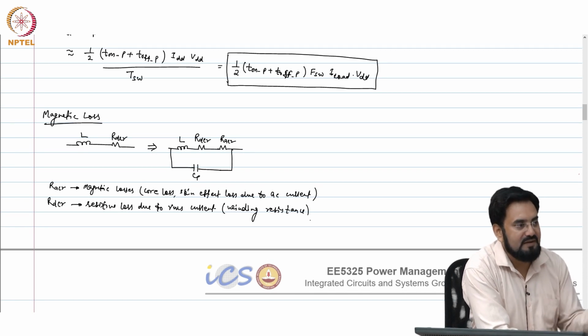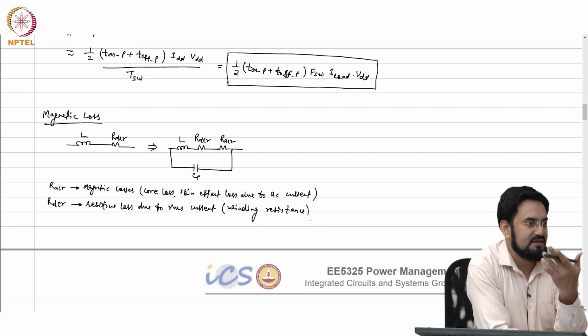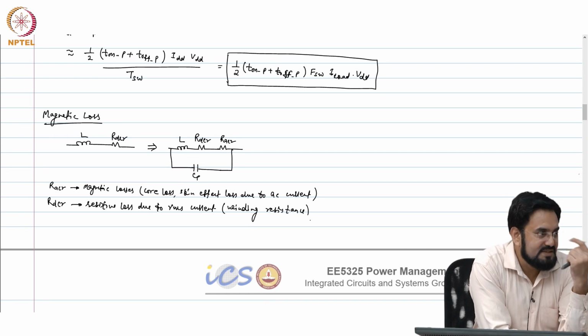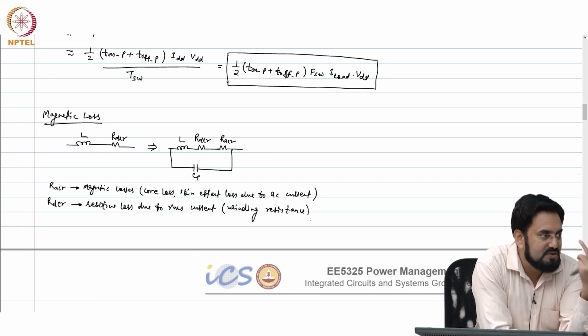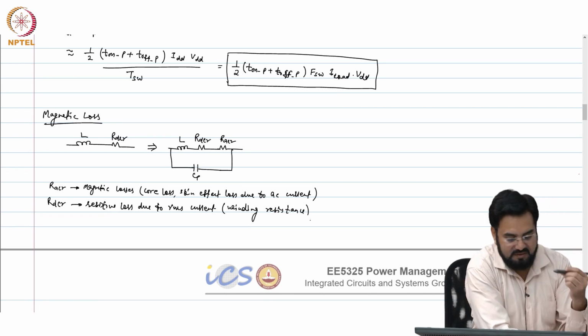You have to have an AC current flowing into that, and we know that inductor current is always AC. There is no pure DC current, it has some ripple amount on top of that which contributes to the AC losses.